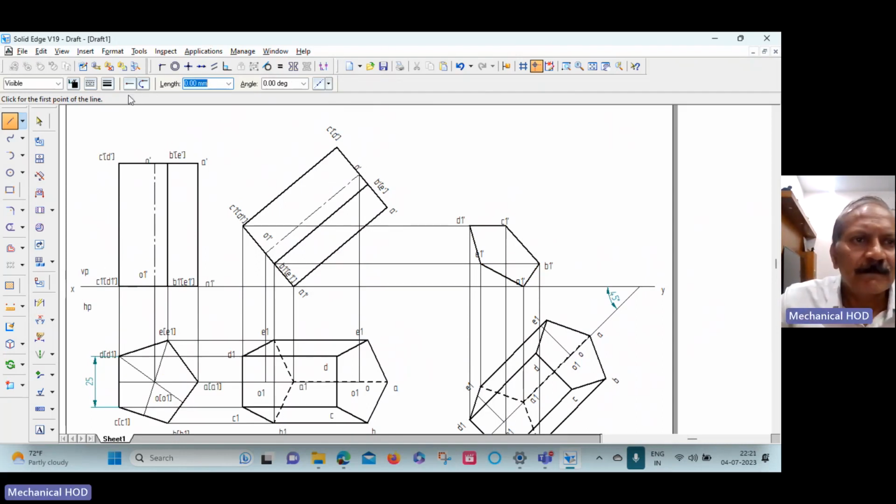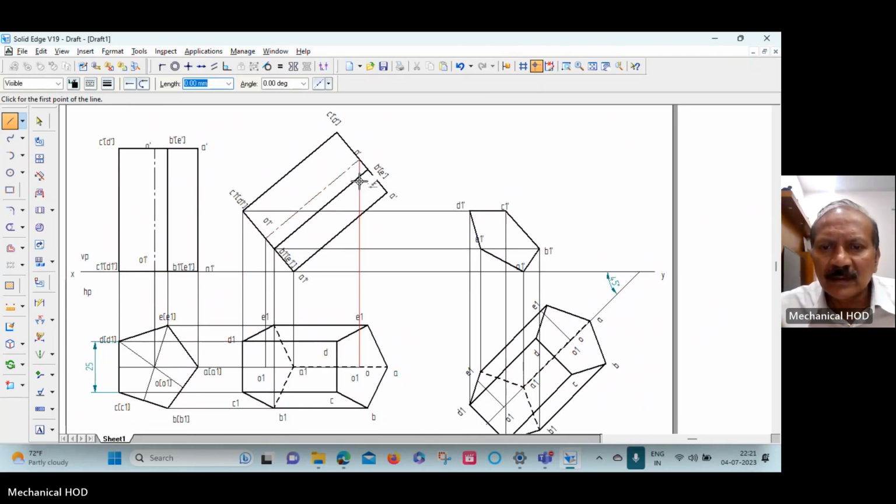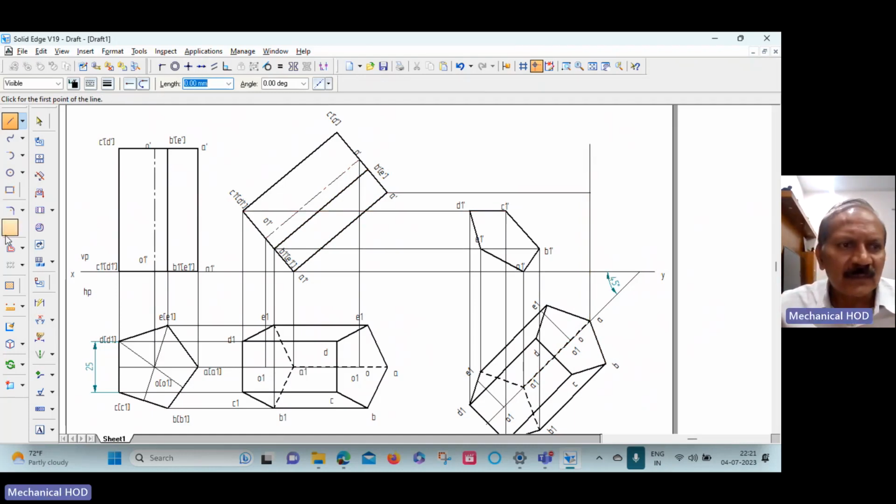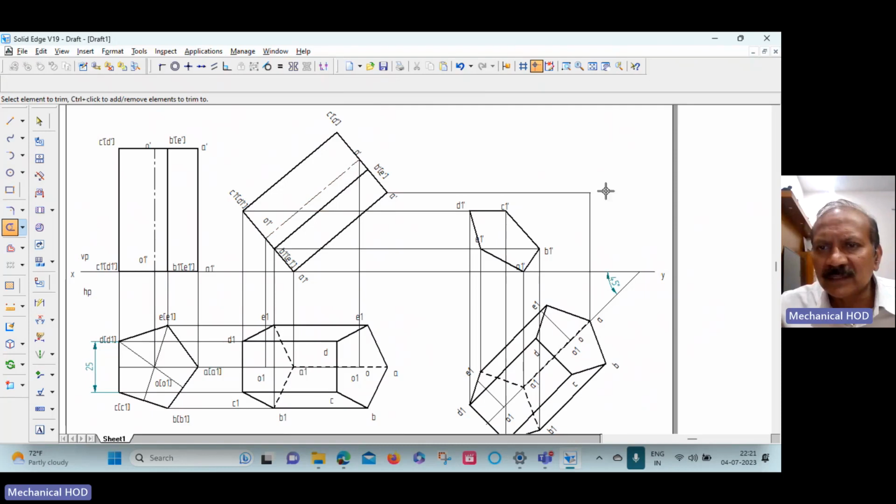Now draw one horizontal from A dash. It will go with A dash. Draw horizontal from A dash. Vertical from A. Both are meeting there. Trim it. Then what do you call this point? This is A dash.